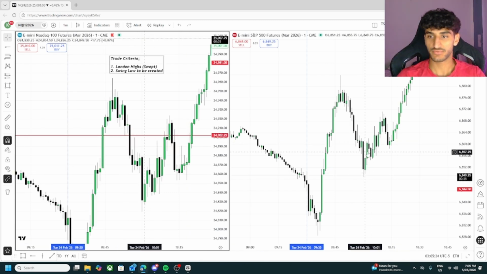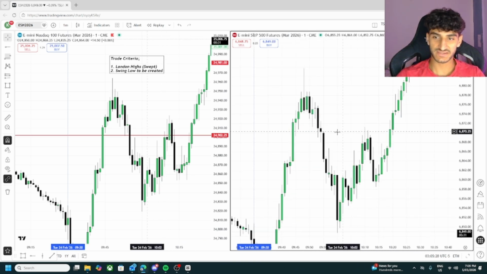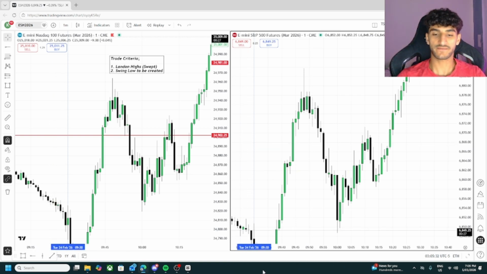So I also want to be looking at ES&P as well. I need to be seeing the swing low being created on ES&P just because we need to have correlating assets. What I mean by correlating assets is that whatever happens on NQ must happen on ES as well to have a high probability of a trade. I don't want to see NQ creating a swing low, but ES not creating a swing low.